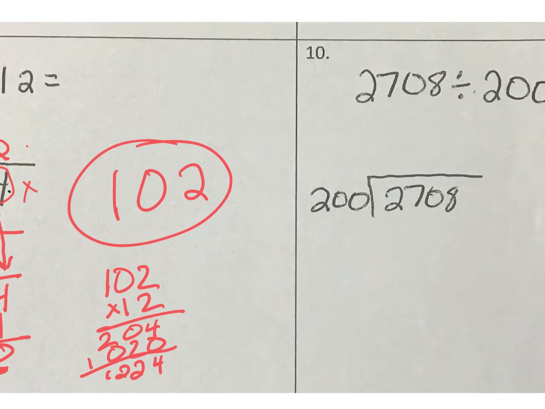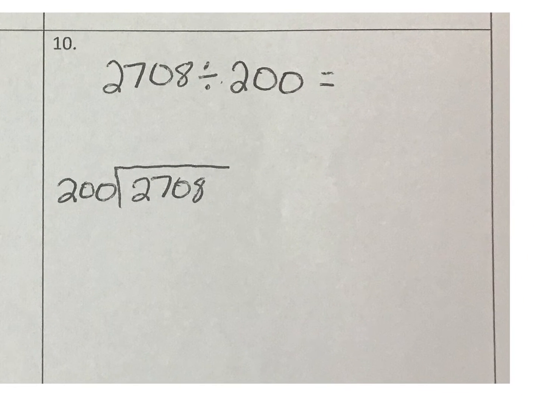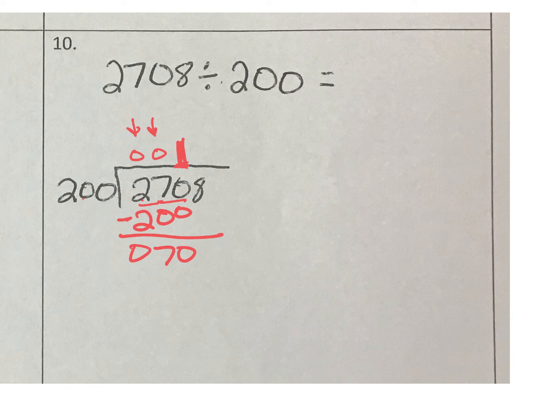All right, let's go over number 10. Same type of thing. So I asked myself, 200 going to 2? Nope, 0 times. 200 going to 27? 0 times. How about 200 into 270? Yep, 1 time. I'm putting these zeros here so that I know when I put my first number down, it goes in the right area. It goes right here. So 1 times 200 is 200. And I subtract those, 0, 7, 0.